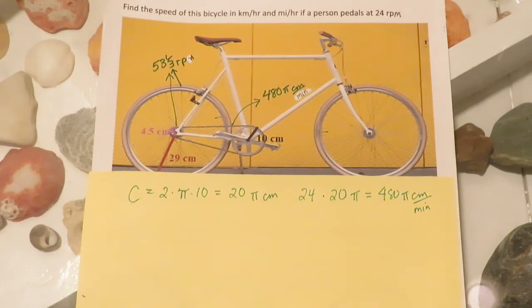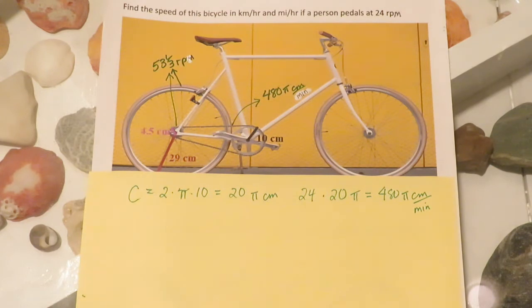Linear speed just means length per time. So centimeters per minute, miles per hour, kilometers per hour, inches per second, all of those are examples of linear speed, a length over a time. So again, for this gear, its circumference is 20 pi centimeters. If it's going around 24 times every minute, then it's tracing a circumference 24 times every minute. And so 24 times 20 pi is 480 pi. The unit was centimeters, so centimeters per minute.